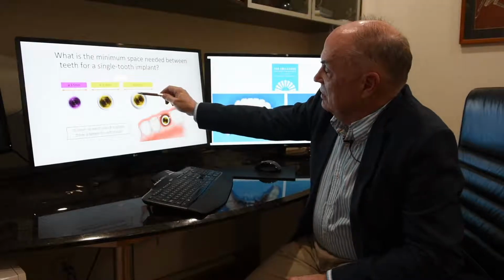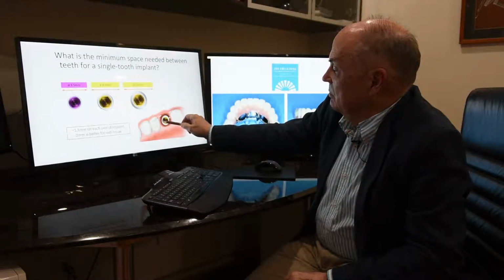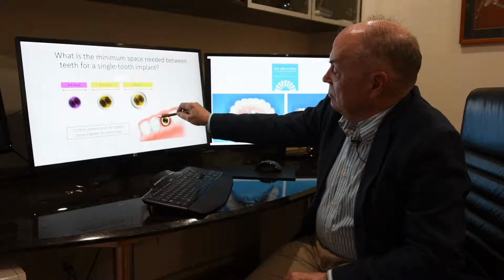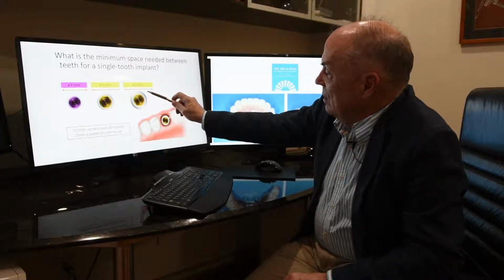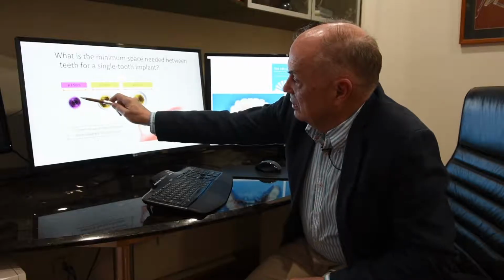So we basically want the biggest implant that will safely fit the space, allowing enough space between the teeth and enough space around in the three-dimensional map of the bone. So implants come in different diameters. This is a 5mm, 4mm, and a 3.5.